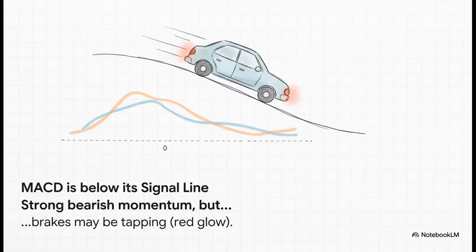Here's another momentum indicator, the MACD, and it's throwing some cold water on that idea. You can see here it's deeply negative, and it's trading below its own signal line. Both of those are strong signals that the bearish momentum is still very much in charge. So even if the brakes are getting tapped a little, this car is still rolling downhill, and fast.